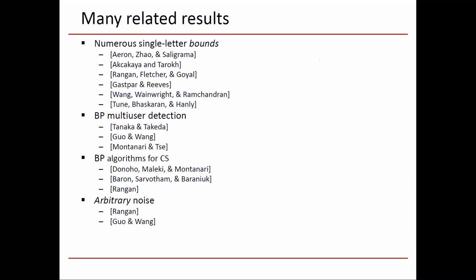There was also a literature in belief propagation and multi-user detection. And in particular, Tanaka, Guo, and Montanari were characters that led to the development later on of approximate message passing, which we're going to discuss in an upcoming module. There were also belief propagation algorithms for compressed sensing. Different authors such as Rangan, who I mentioned earlier, discussed arbitrary noise. There were a lot of different results, but in 2009, there had been bounds, but not a precise understanding.